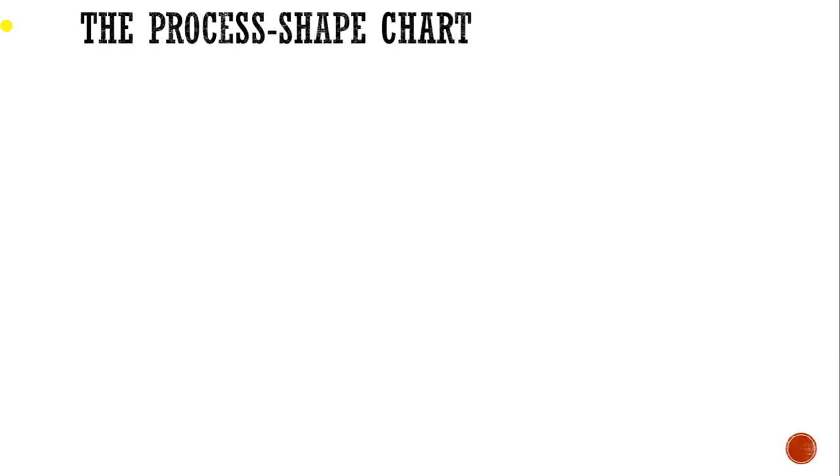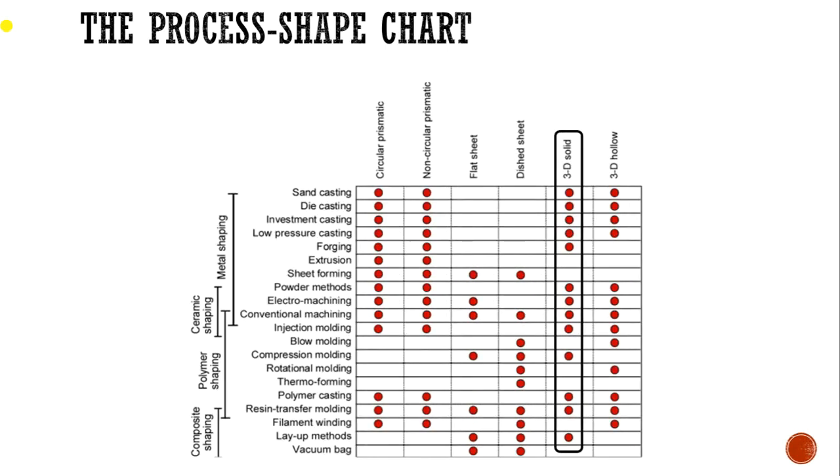The process shape chart. Since our car bumper is 3D solid, the suitable processes will be sand casting, die casting, investment casting, low pressure casting, forging, powder methods, electromachining, conventional machining, injection molding, compression molding, polymer casting, resin transfer molding, and lastly layup methods.